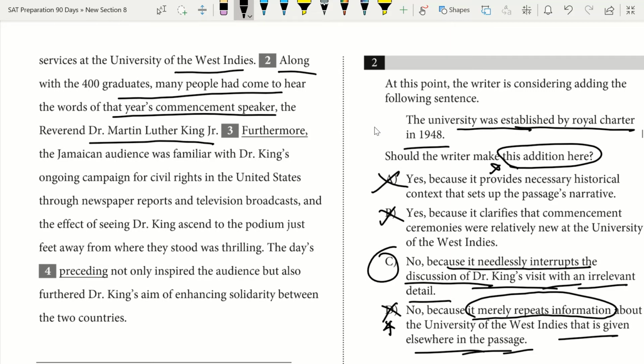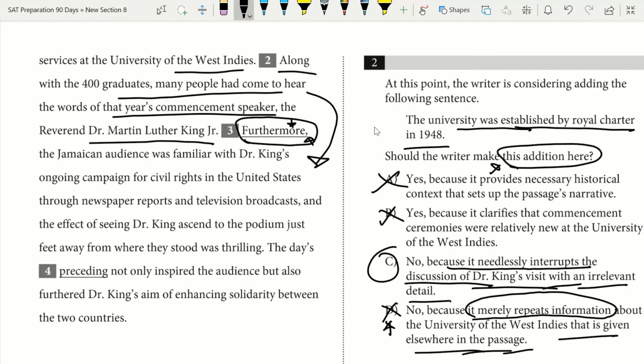All right, so now we've got the Reverend Dr. Martin Luther King Jr. Furthermore, okay, so anytime I see a word with a comma after it at the beginning of my sentence, I know I'm looking to transition from my previous sentence to my next sentence. So I want to connect them using a word there. Or if I can't make a connection using a word, then I don't want to have a word there at all. But I can't have a word that makes an incorrect connection.